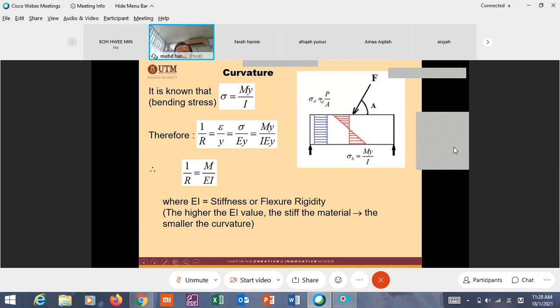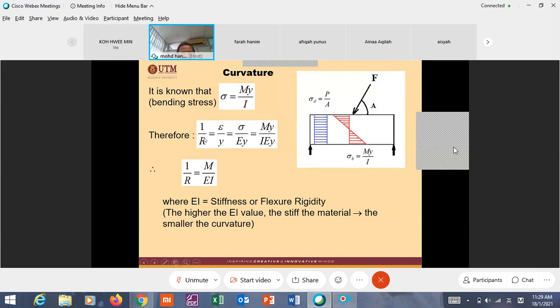Just for our knowledge, sigma equal to P over A is the axial force. This one is axial stress, and this one is bending stress. Yeah, bending stress, which is zero at the centroidal axis, and maximum at the most outer layer of the section. My over I. So this is important.